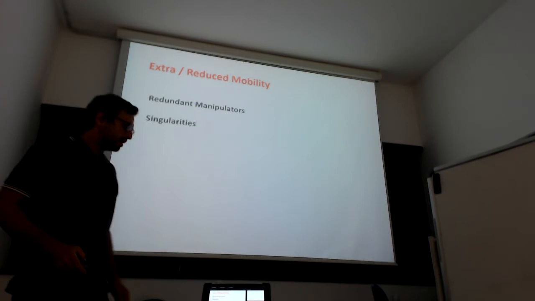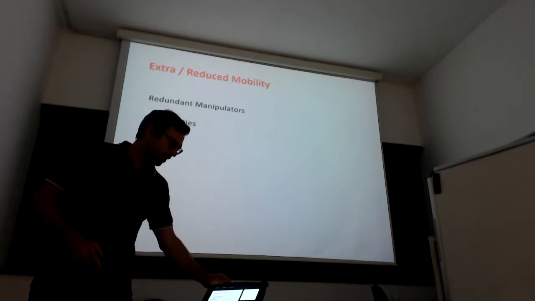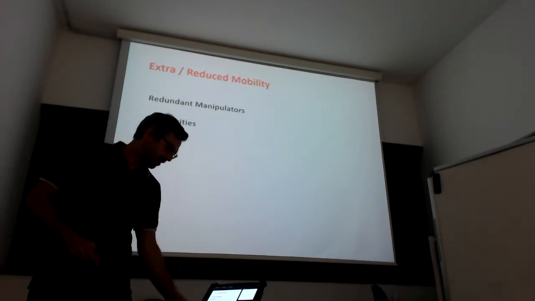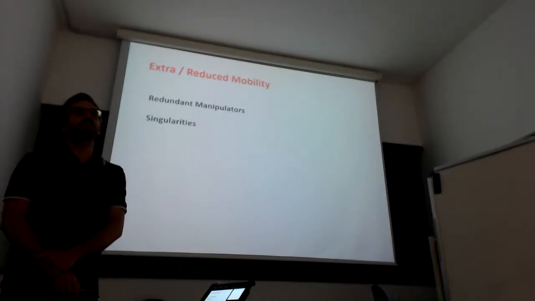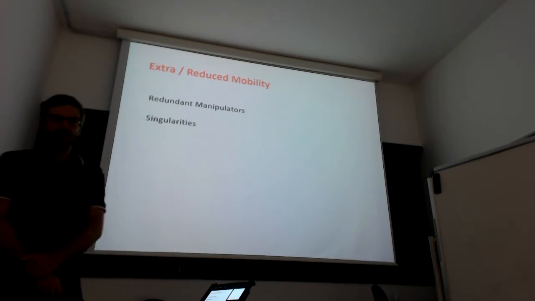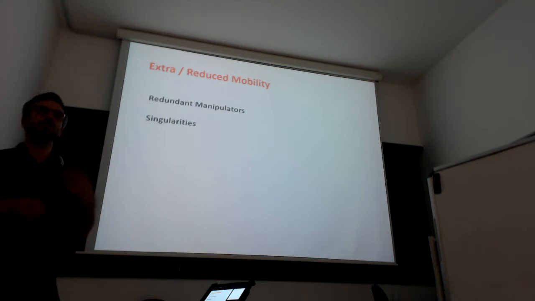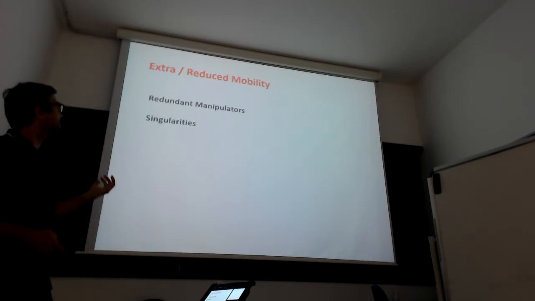Let's start today's lecture. Today we discuss some peculiarities of fixed base robots, that are mainly related to the fact that you might have more degrees of freedom in your joints than the necessary ones to perform the task. This means you have a certain degree of redundancy.